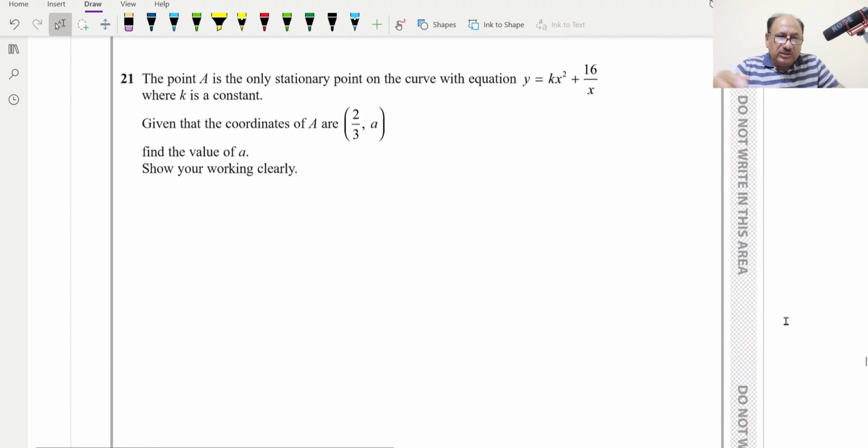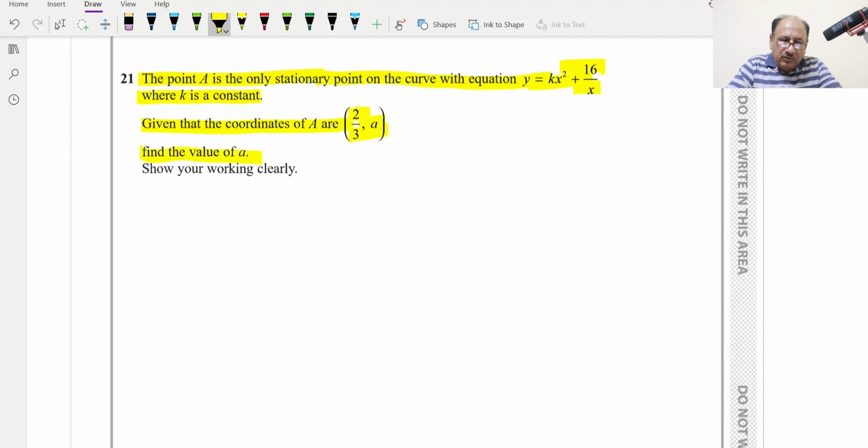Now question number 21. This is also an interesting question. The point A is the only stationary point on the curve with the equation, where k is a constant. Given that the coordinates of A are these, find the value of A, showing your working clearly. So we can rewrite the given equation: y is equal to kx squared plus 16x raised to the power minus 1. We have shifted x to the numerator.